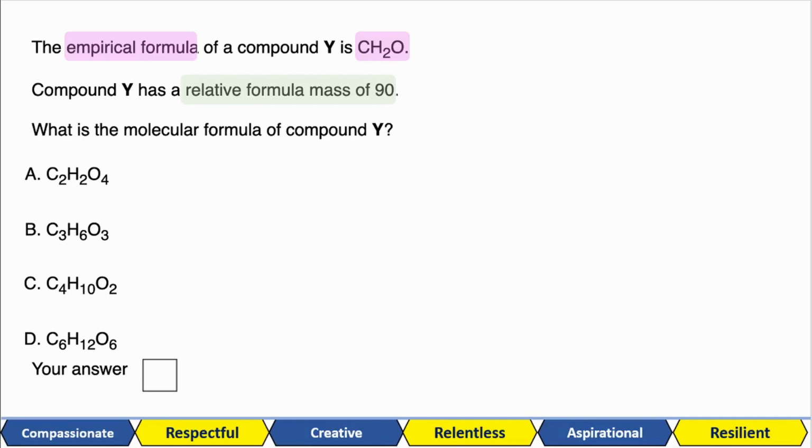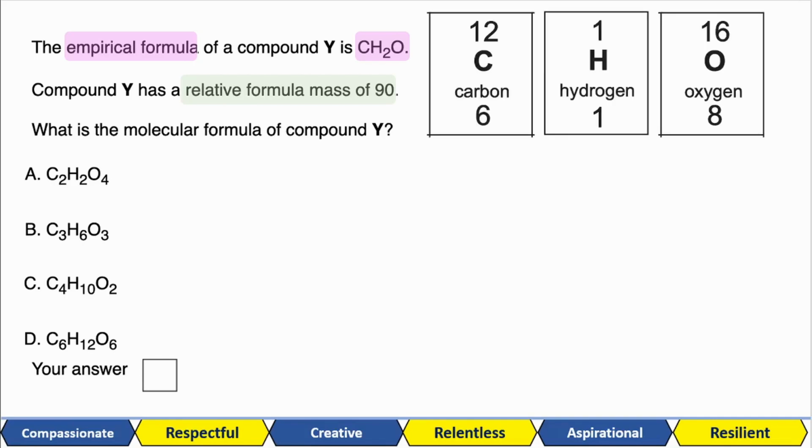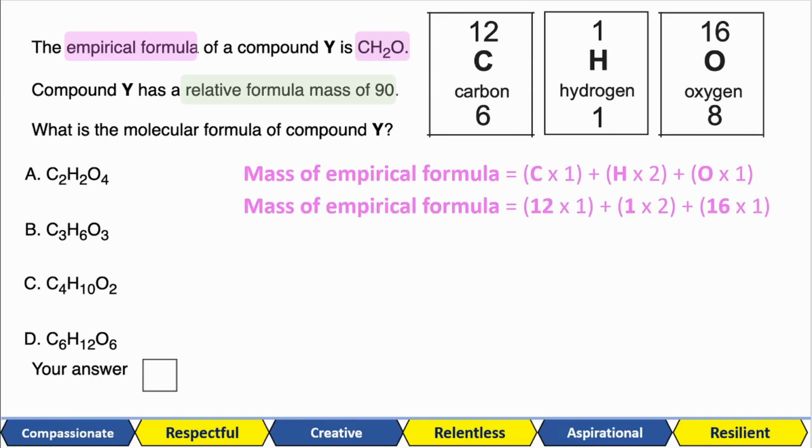First thing you need to do is work out the mass of your empirical formula, that's CH2O. What is the mass of that? If they don't give you the RAMs, and we're not given the RAMs in this question, you can just look at your periodic table and look for the bigger numbers. Those are the relative atomic masses. The empirical formula has 1 carbon, 2 hydrogens and 1 oxygen. Subbing in our RAMs, we get this. The mass of our empirical formula is 30.